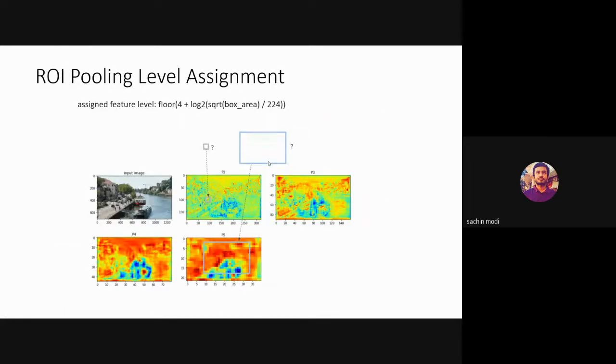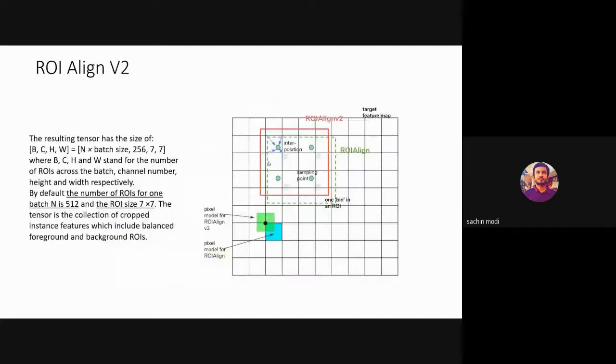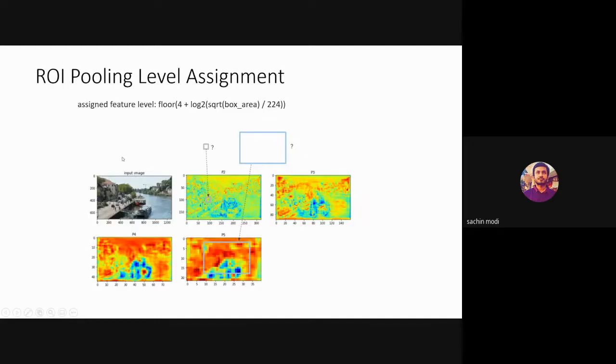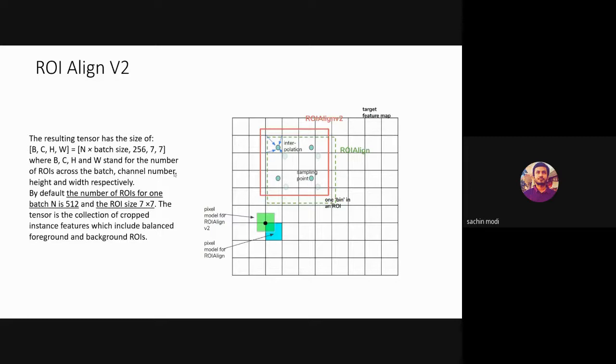So that cropping and wrapping is done using ROI align. There are two techniques: one is ROI align V2 and one is ROI align. Because all these proposal boxes will have different sizes, finally the feature map after cropping, we should make them all into a fixed, standard size. So all of these are reduced to a size of 7 cross 7.